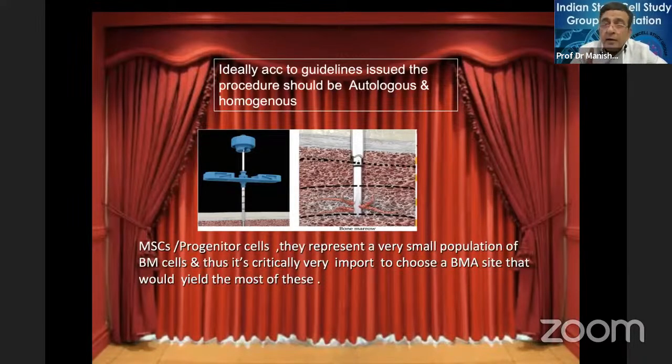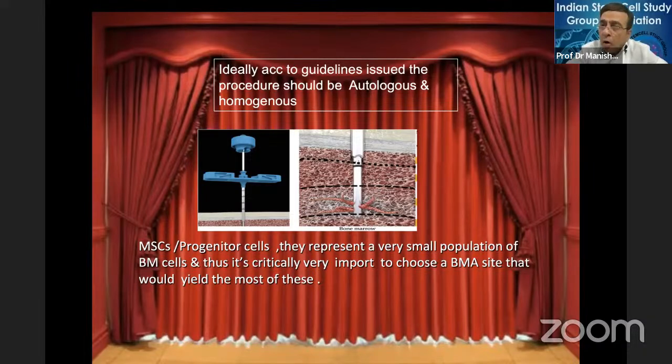One should remember, with the guidelines which have been issued to us, that ideally a BMAC, that is bone marrow concentrate, should be autologous and homogeneous. That means you should take out a bone marrow aspirate, make a concentrate of it and utilize it at the same point. That means if you're dealing with the upper end of the tibia, you should take it out from there and utilize it there. It is practically not possible because of various reasons.